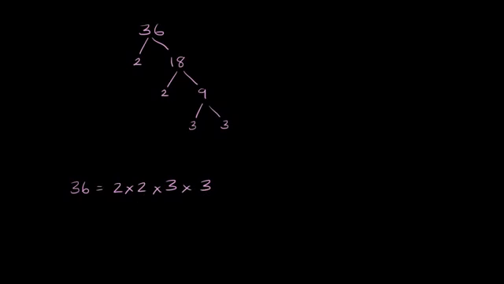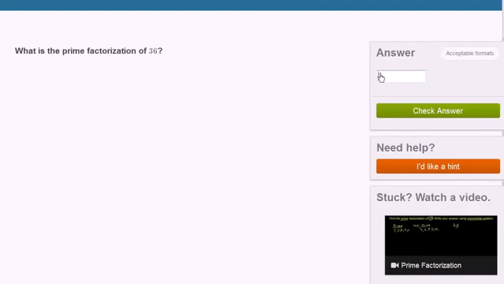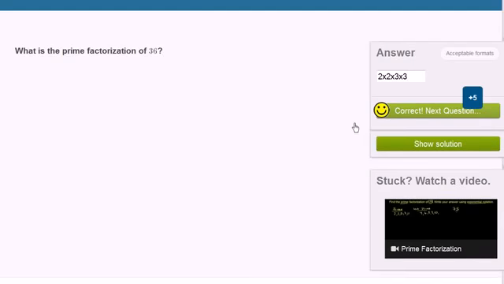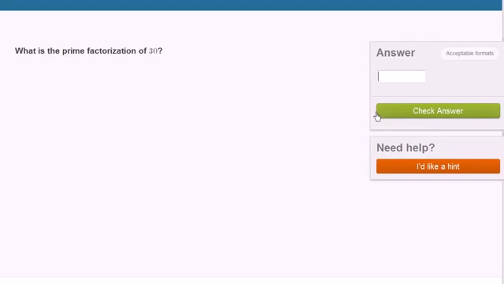So now let's input that, to make sure we got it right. 2 times 2 times 3 times 3. And you can check yourself. If you have the product of numbers that are all prime, and the product actually is 36, you have successfully prime factorized the number. Let's do a couple more of these.